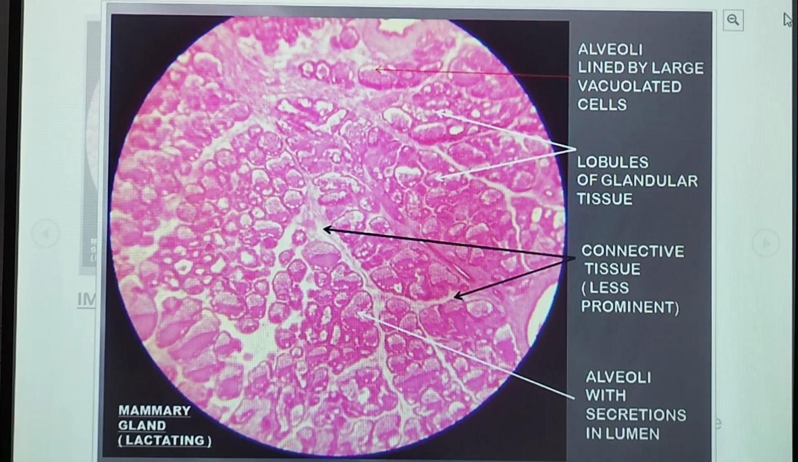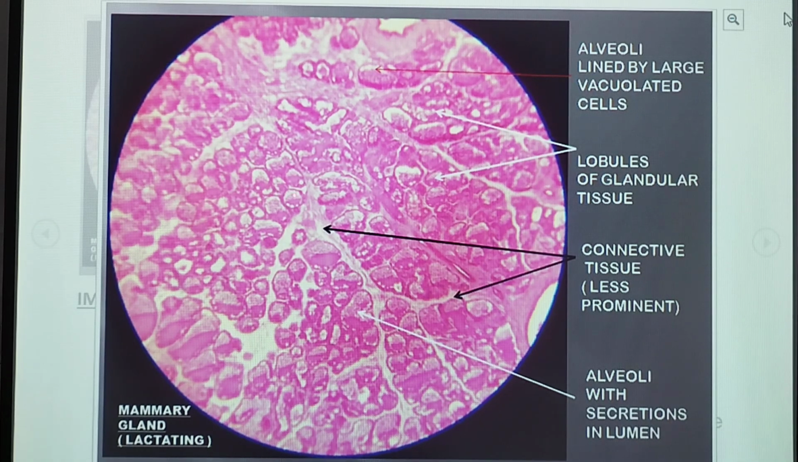One more important feature is that the connective tissue is less prominent, whereas the glandular tissue is more prominent. Okay, so the glandular tissue is more prominent, whereas the supportive connective tissue is less prominent. This helps us to tell that this is in lactating phase and not in the non-lactating phase. In non-lactating phase, the fibrous connective tissue will be plenty and the glandular tissue will be less.